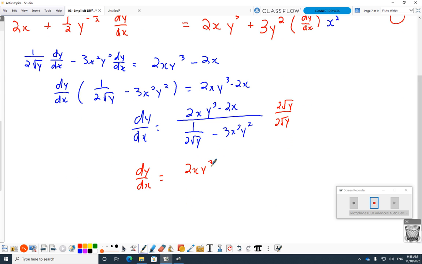2xy cubed minus 2x all times 2 root y, which if I distributed, oh boy, things are going to get even more wild. Things did get a little better down here. That's now just 1. And then this term is negative 3x squared y squared times 2 root y. And it would be hard to argue that was necessarily better. You might like it better. Then if I wanted to get rid of this root in the denominator, I'd have to multiply the top and bottom by 1 plus 3x squared y squared times 2 root y. Distribute all that and have another big mess there. I don't know if it's going to get better.